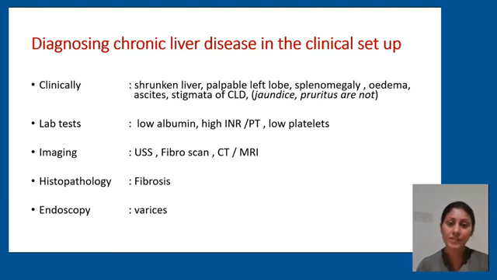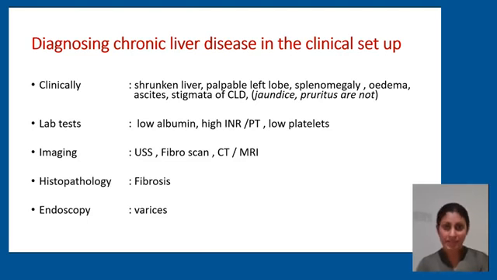Just to highlight, jaundice and pruritus, though they are symptoms of liver disease, are not necessarily signs of chronic liver disease. They can be there in acute liver failure or acute hepatitis. How would lab tests help? Low albumin is essential in decompensated liver disease. Sometimes in compensated chronic liver disease, they might compensate to have a normal or near normal albumin. High INR or prothrombin time might be there, but it can be there in acute as well as in chronic.